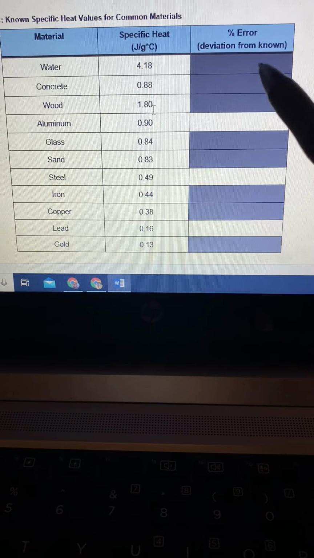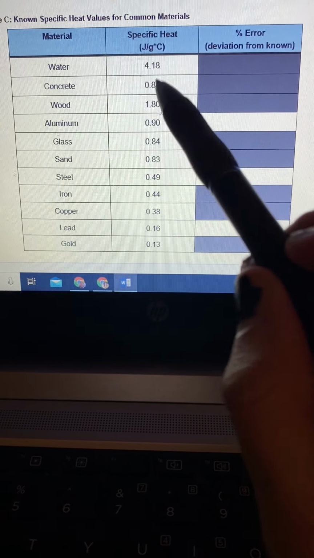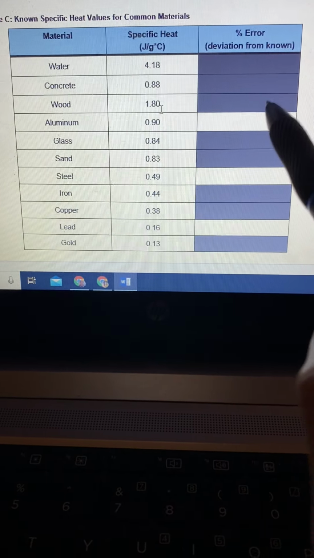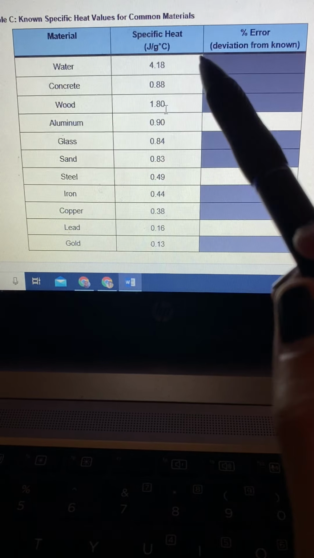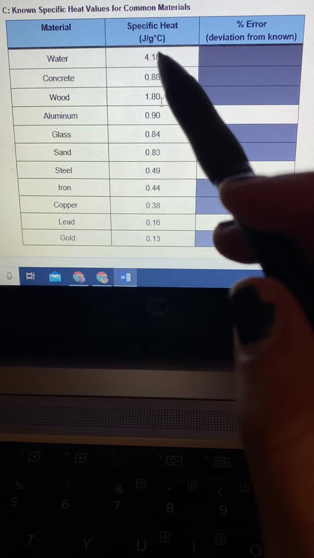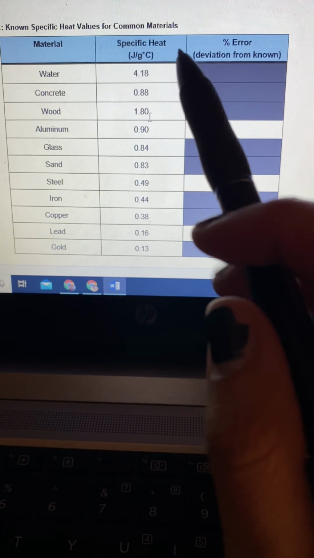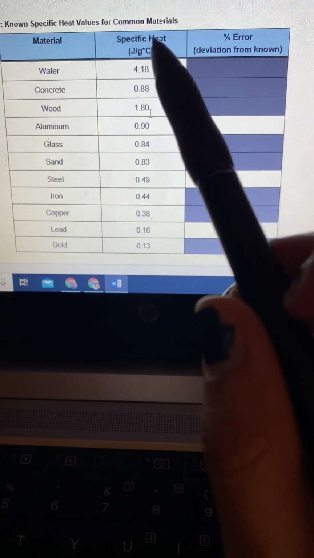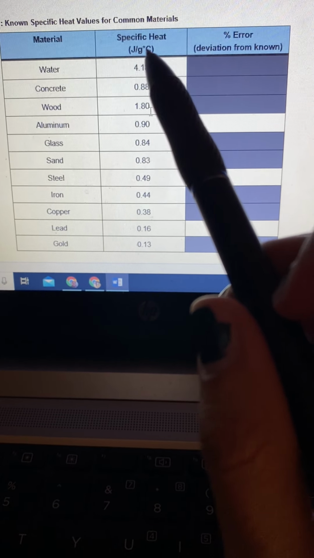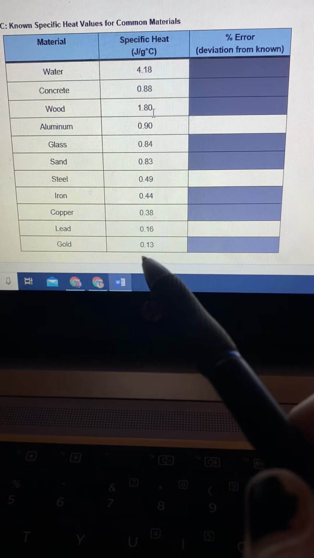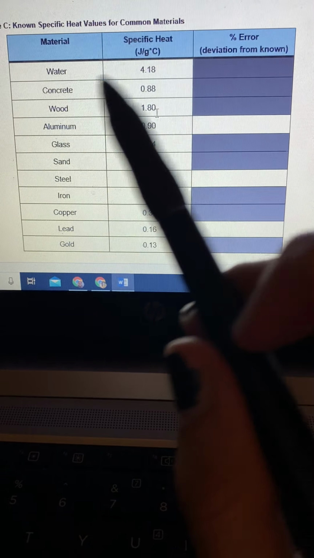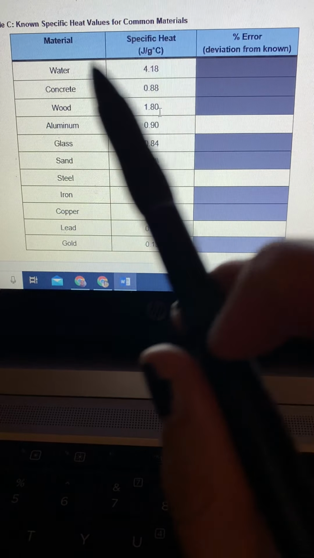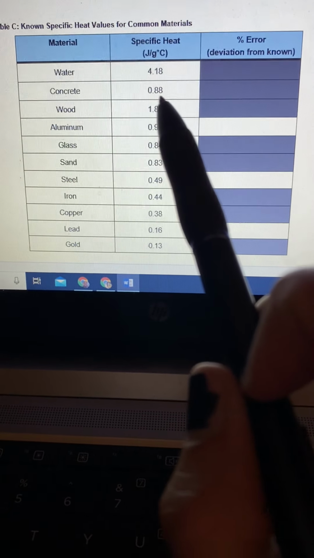Now, notice that you're not going to do anything here. These values that are grayed out on the right are just here for you to compare. What this is giving me is the actual specific heat of these particular items. The actual specific heat of water is 4.18. The actual specific heat of concrete is 0.88.